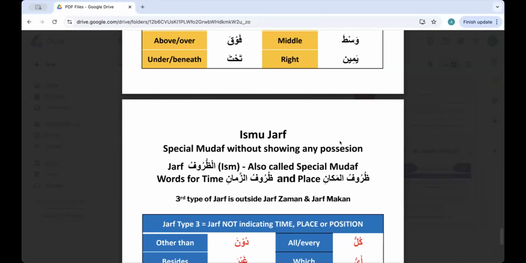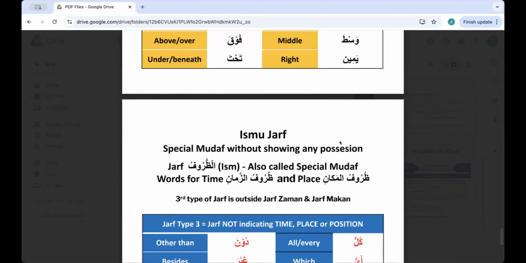Nisa, Assalamualaikum warahmatullah. Can you tell us the makan, the words indicating place or position? Inshallah, I haven't memorized all of them. I know a few because I say them in dua, inshallah, but I'll try. Bismillah.